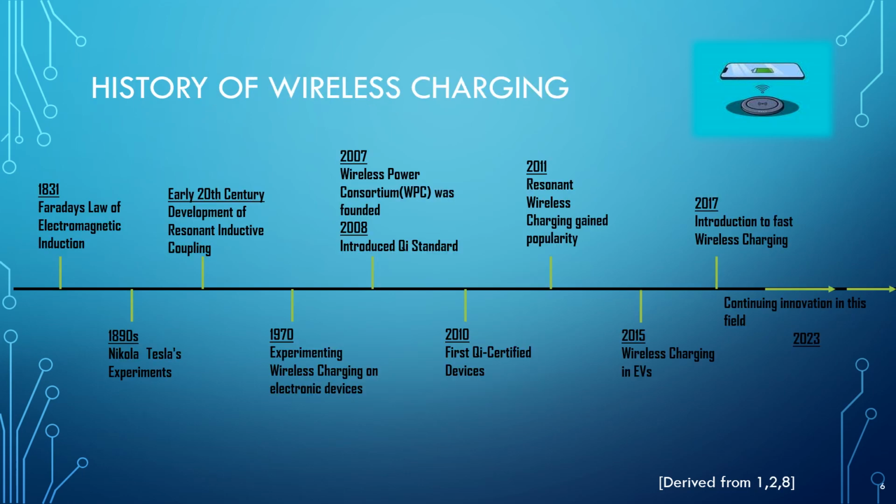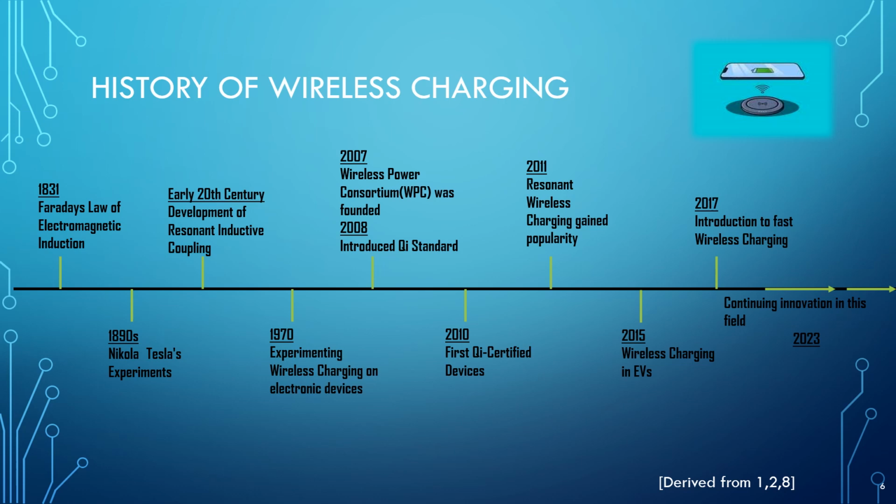Next is the history of wireless charging. The work for wireless charging begins from the electromagnetic induction, that is the basic principle behind the wireless charging. 1831, Faraday's law of electromagnetic induction was formed, and in 1890s, Nikola Tesla's experiments, that is, tested the Tesla coil, and similar experiments in early 20th century, development of resonant inductive coupling, and then moving to 1970, experimenting wireless charging on electronic devices, and 2007, Wireless Power Consortium was founded.